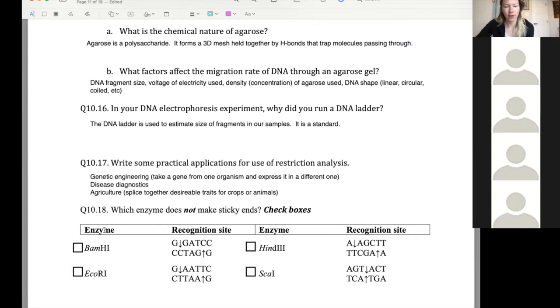All right, so let's look at this question with the restriction sites. The arrows are indicating where the covalent bonds are going to be broken in these double strands. Which enzyme is not going to make sticky ends? ScaI, this last one. The two arrows are opposing each other, and so that is going to create blunt ends with no little overhang.